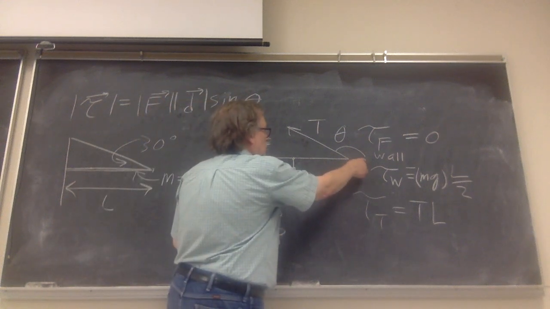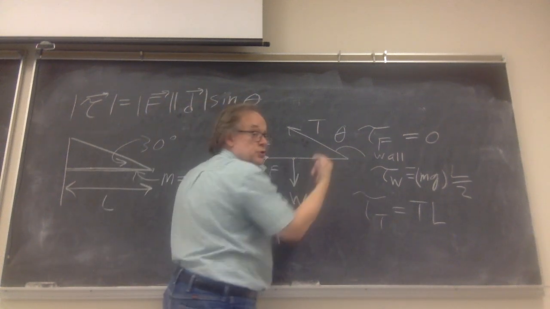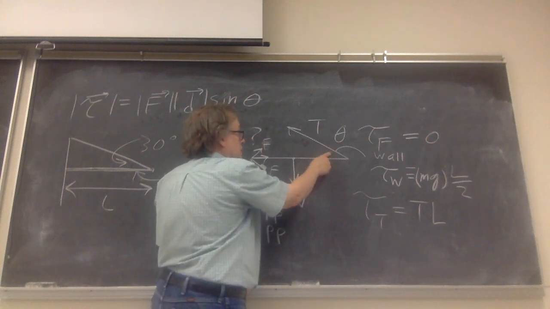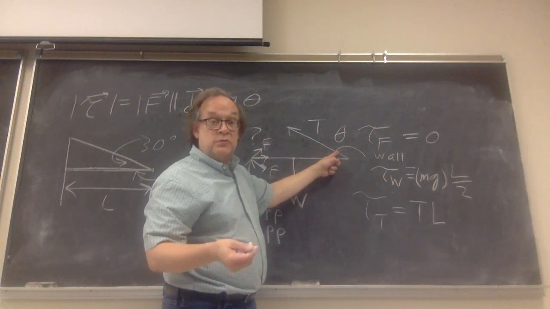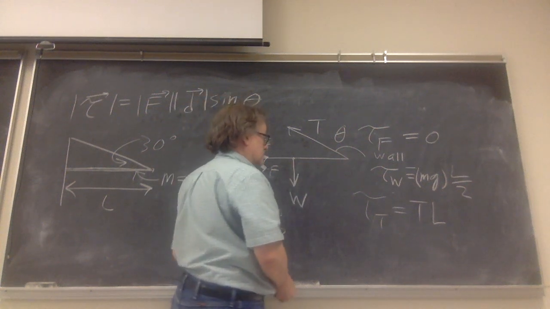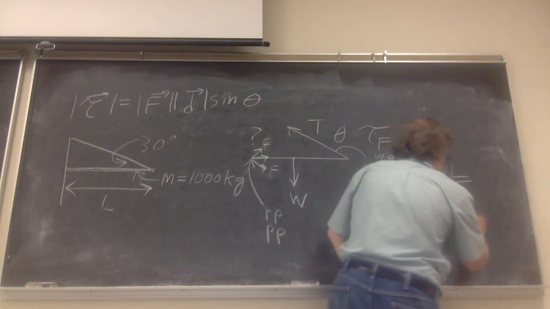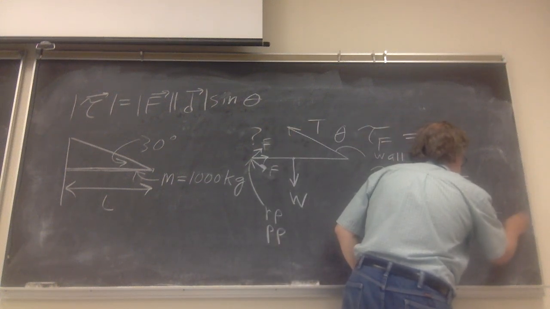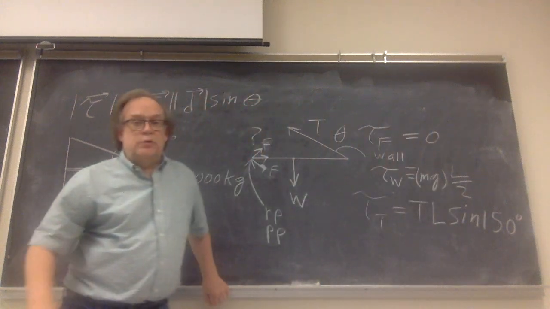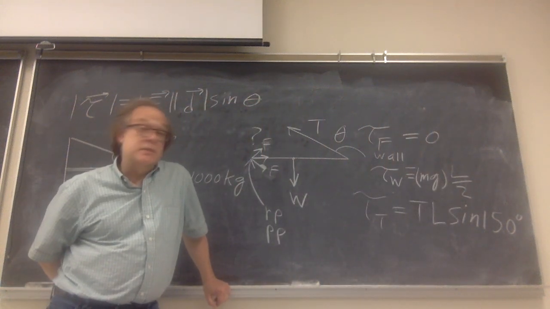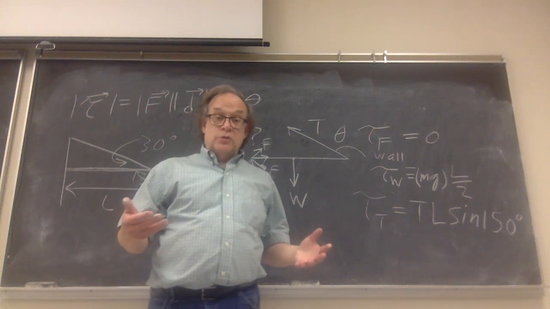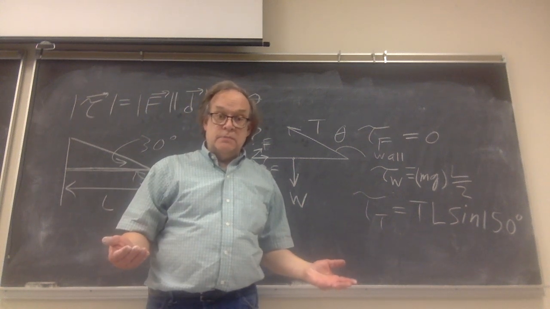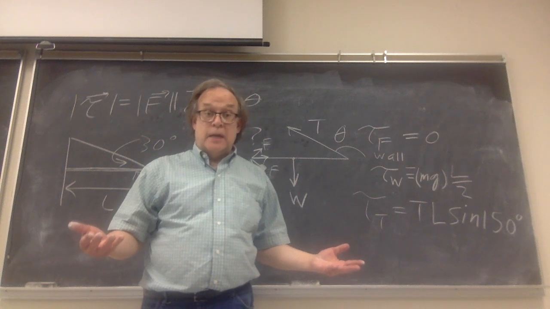Since if you went all the way around from this direction to this direction, that would be 180 degrees. This is 30 degrees. So going from here to here must be 150 degrees. Turns out that the sine of 150 degrees is going to be the same as the sine of 30 degrees. That's just the way trigonometry works. Whenever you have two angles that add up to 180 degrees, they have the same value of sine.